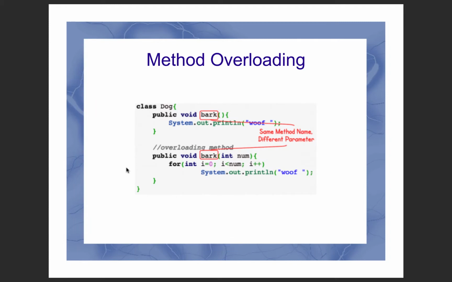So this is an example of method overloading. You can see that the Dog class has two methods. Both method names are bark. The first method prints a string and doesn't have any argument. In the second method, it has the same name, but it has one argument, and it has a different implementation. So this is a kind of method overloading. We can have two different methods with the same name with two different argument lists.